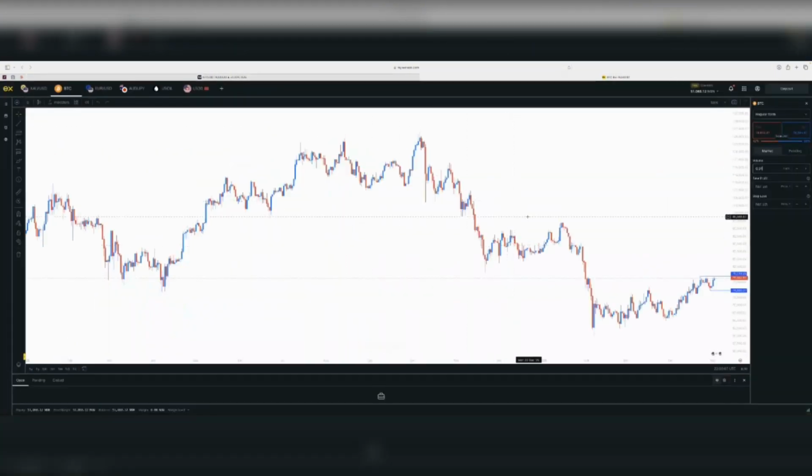So we started this capital with 20,000 naira, and currently it's sitting at 50,000 naira.